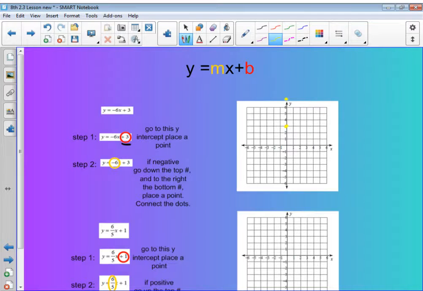Now I'm going to follow the slope, and the slope was negative 6. I have to remember that when it's negative 6, it's really negative 6 over 1. Since it's negative, I'm going to go down if my graph is big enough, and I'm still going to go to the right on the run. So I'm going to go down 6: 1, 2, 3, 4, 5, 6, and over to the right 1 and put my dot. Okay, so there's my 2 points, and now I'm going to connect that.